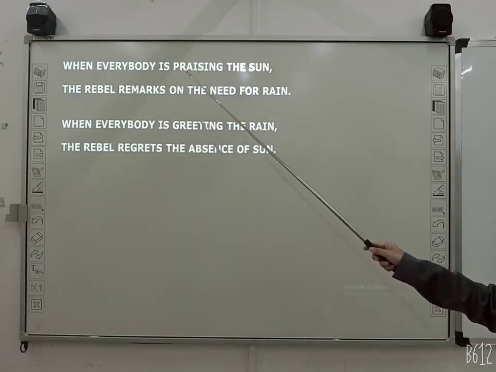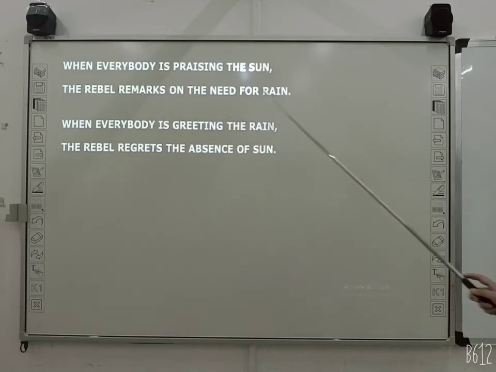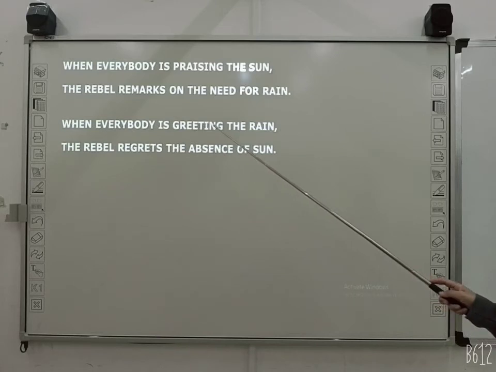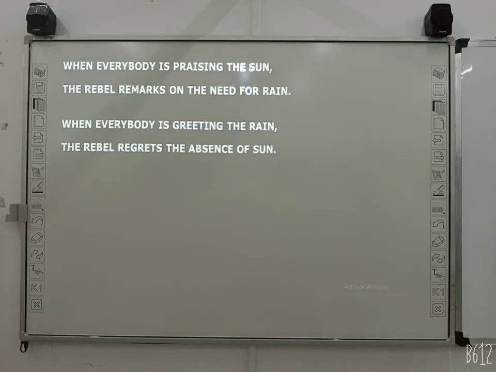When everybody is praising the sun, the rebel remarks on the need for rain. When everybody is greeting the rain, the rebel regrets the absence of sun. So again, when all the others are saying that it's really nice to have the sun out, it's nice and bright, the rebel immediately remarks that there is so much necessity for rain.